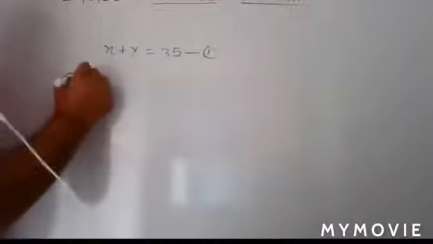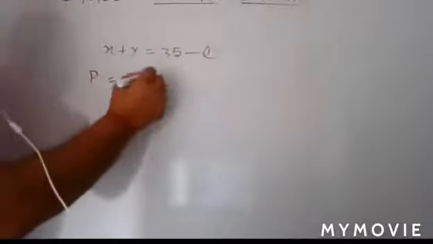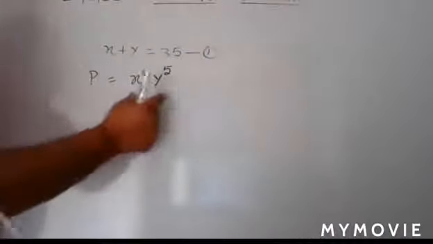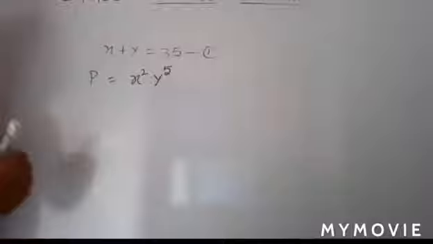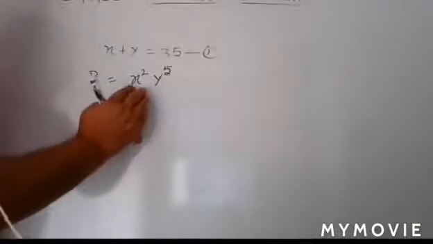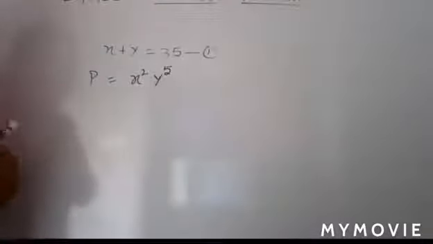Now which term is to be maximized? Suppose that term is taken as p. So you have to find the maximum value of x square y to the power 5. You have to find the maximum value of this one, meaning for what value of x and y, x square y to the power 5 is maximum.